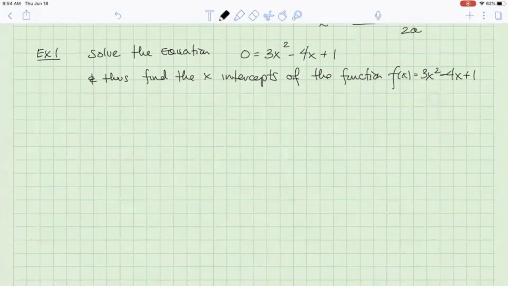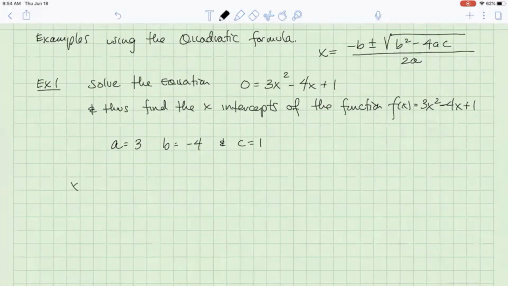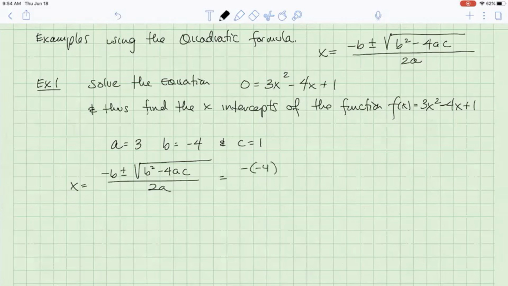Okay, well, you could try to factor that, or you could try to complete the square, but for us, A here is 3, B is negative 4, and C is equal to 1. So x equal to negative b plus or minus the square root of b squared minus 4ac all over 2a is negative 4 plus or minus the square root of negative 4 squared minus 4 times 3 times 1 all over 2 times 3.